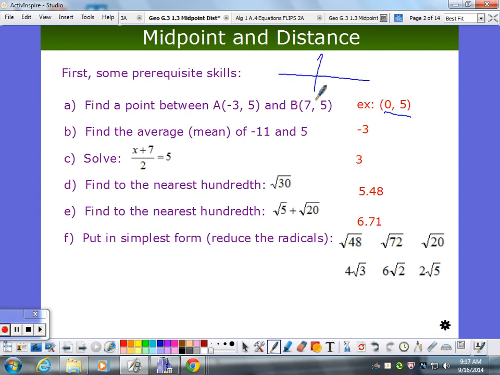Here is essentially -3, 5, and then B would be 7.5. It says find the point between. It does not say find the point. It just says find the point between. So I picked this one. Anybody pick a different one? What did you pick, Julia? Yeah, that's another one. Amy?